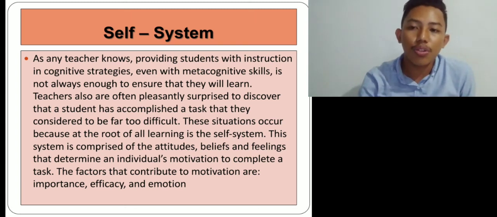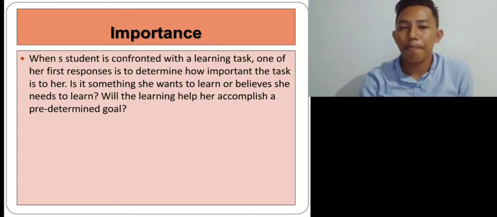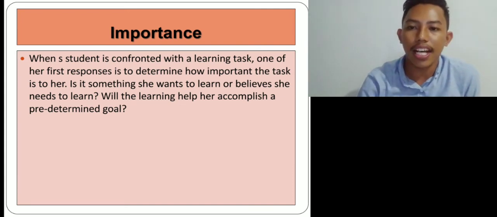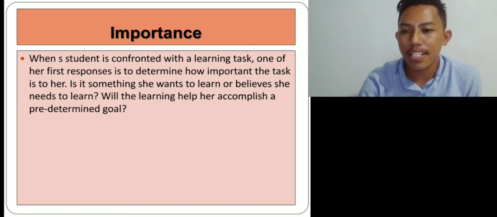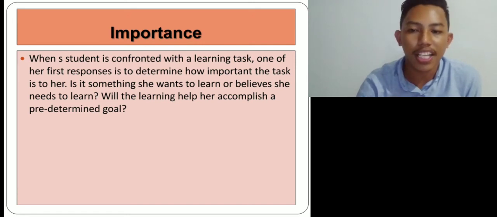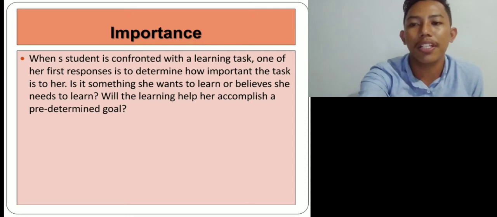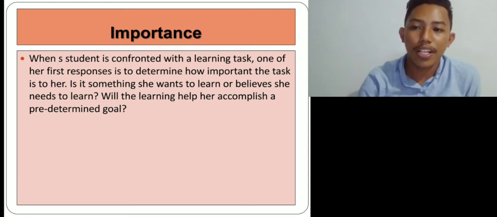So let's go to the first, which is importance. When a student is confronted with a learning task, one of her first responses is to determine how important that task is to her. Is it something she wants to learn or believes she needs to learn? Will the learning help her accomplish a predetermined goal? Then the next one is efficacy.